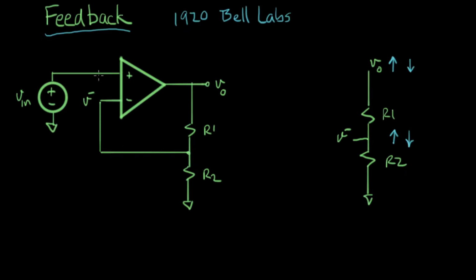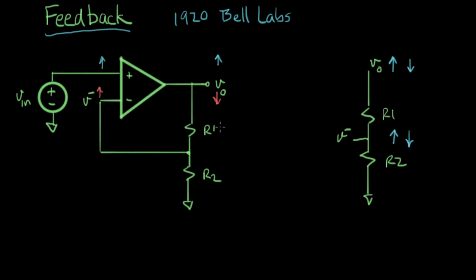Now let's look at what happens on this other path. If V in goes up, then we know that V out goes up. If V minus goes up, then V out goes down. That's the inverting path. So there's one inversion in this circuit, and it happens right here, where V minus goes to V out.